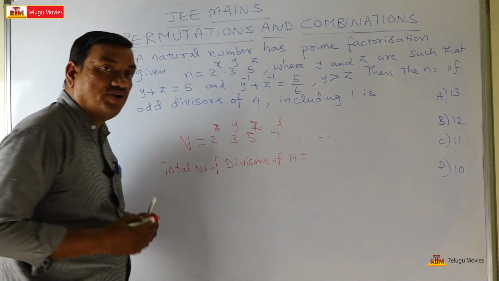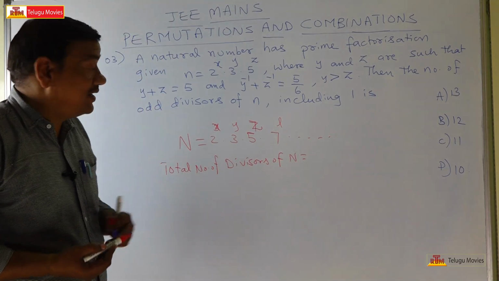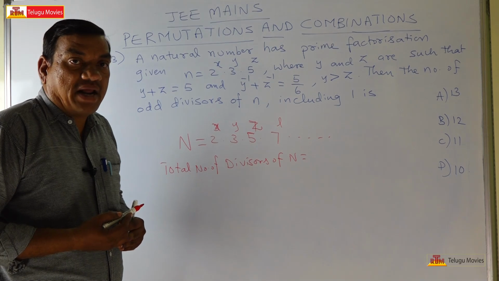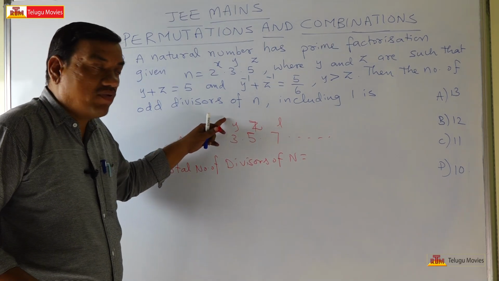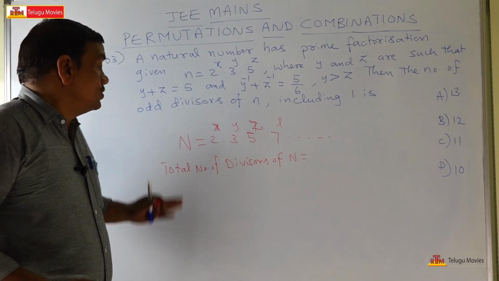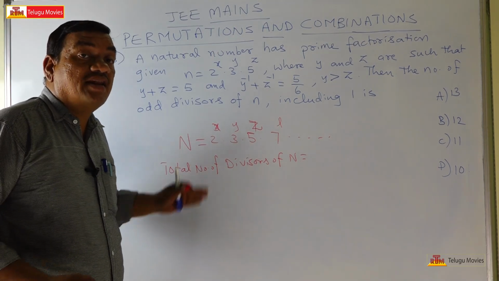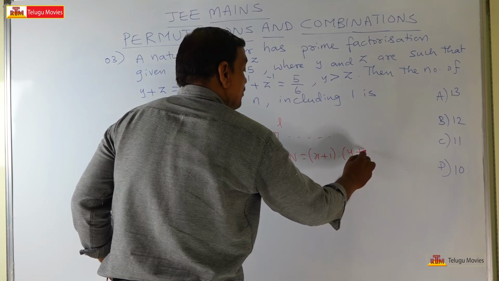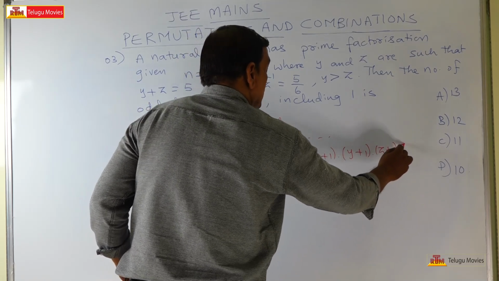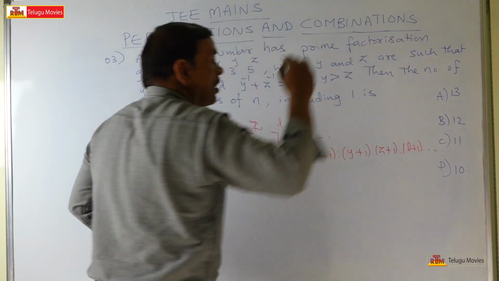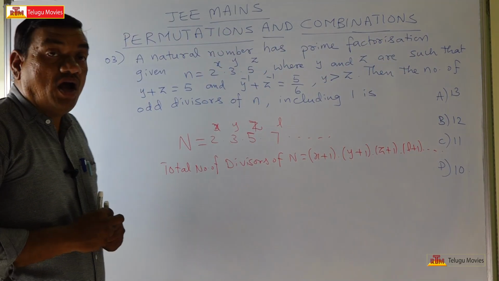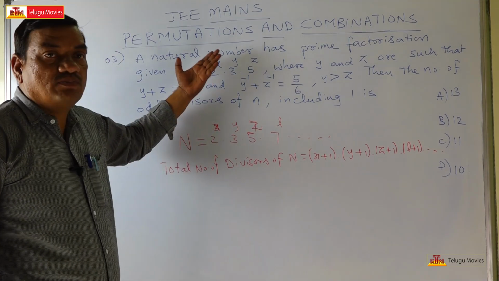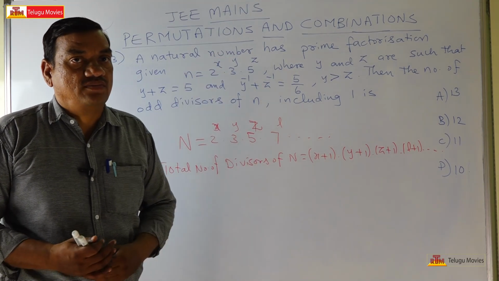here 2, 3, 5, 7 are all prime numbers. What are their powers? x, y, z, l, and so on. So the total number of divisors of n is given by the formula (x plus 1) into (y plus 1) into (z plus 1) into (l plus 1) into so on. This is the main formula to solve this problem. Understand? So using this formula, we are going to solve this problem. So let us see the main solution.